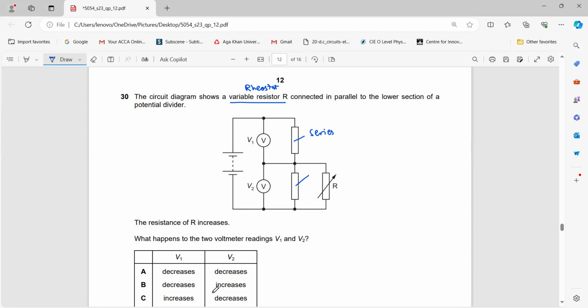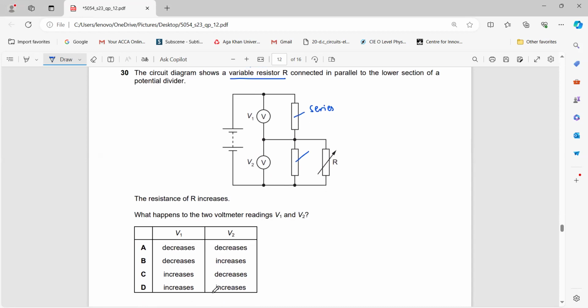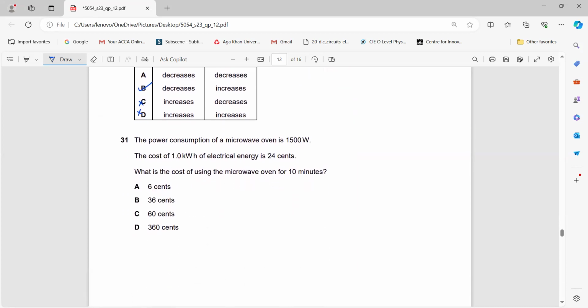In parallel to the lower section of the potential divider, it says the resistance of R increases. If the resistance of R increases, then the voltage recorded by V2 also increases, because as resistance increases, the more energy you require to supply a current, right? So V2 also increases, the reading on V2 increases. If the reading on V2 increases, because this fixed resistor is connected in series, the voltage against this decreases, because in a series circuit, voltage is divided. So if this increases, this decreases. Let's see what the answer is. So V1 decreases, C and D could not be the answer. V2 increases because the resistance of the variable resistor increases. So that's going to be B.